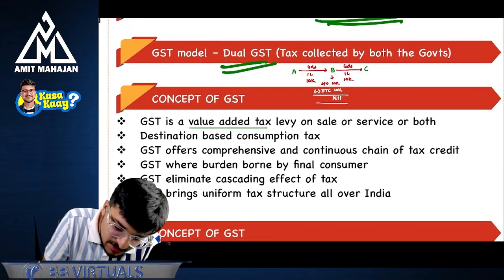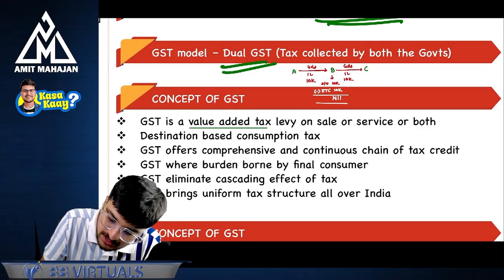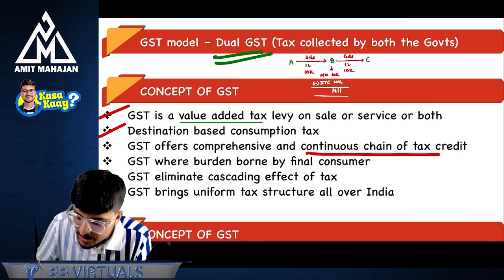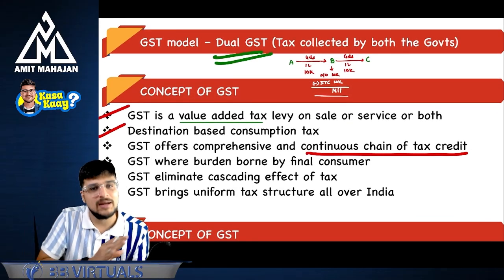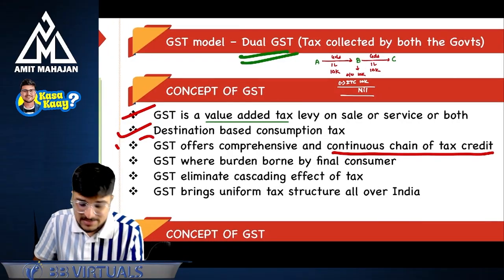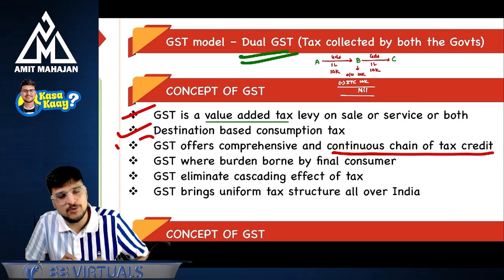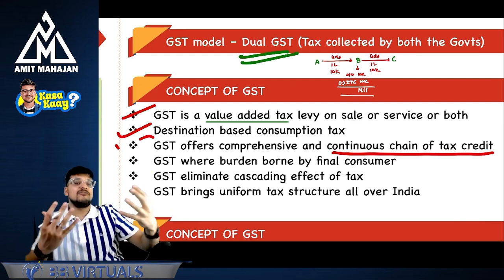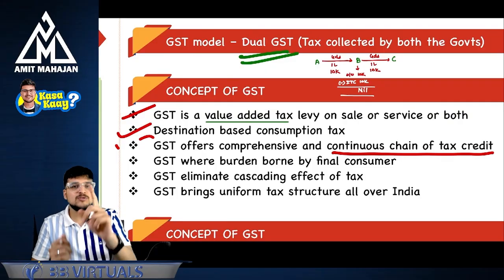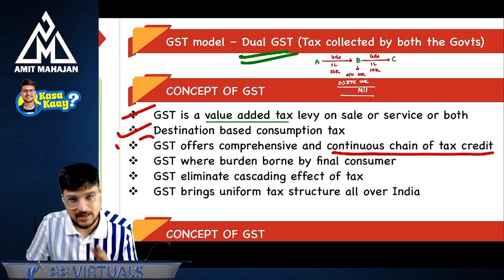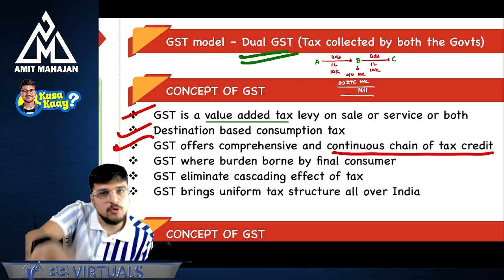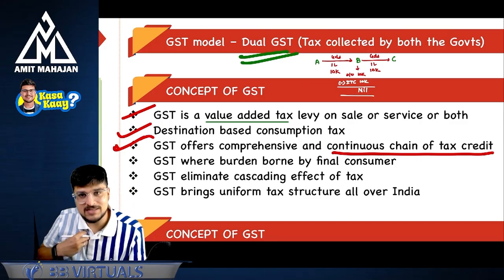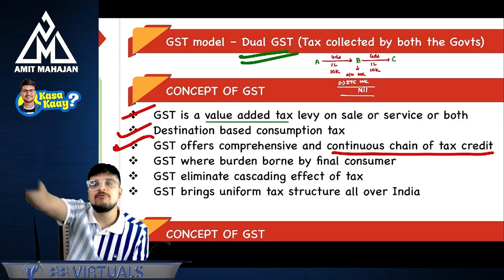GST is a destination based tax. We already know this. GST offers comprehensive and continuous chain of tax credit because at every level you get a tax credit. Okay. GST, where burden is borne by the final consumer. Please understand, the person who is ultimately going to pay that amount, pay as in feel that burden of that amount, is going to be the consumer. Correct? Okay. Then I will give this amount to you and you go to the government and pay the GST. You are the supplier, I'm the consumer. I will pay the GST, but I will give it to you and you will go to the government.